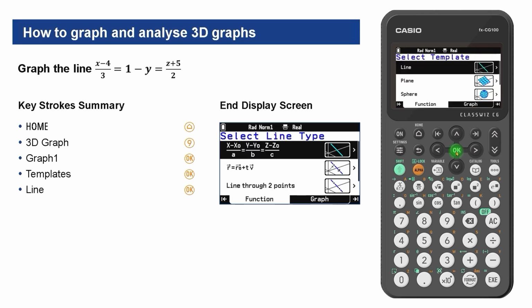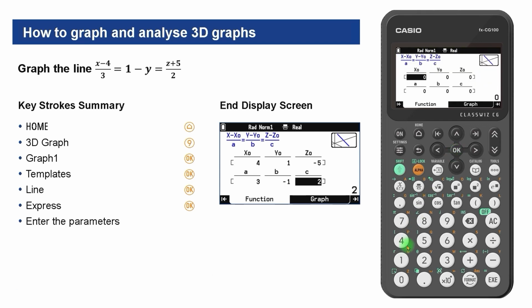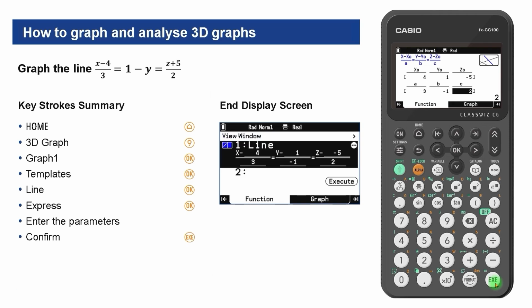Then select Line from the menu. This displays the 4 available templates. Select the Express Cartesian template to show the input screen. Enter the parameters, starting with the numerator values, rearranging carefully to enter the correct values 1 for y0 and -1 for the denominator b. Confirm the equation to store the line in function.